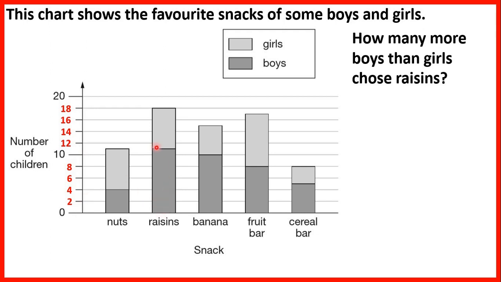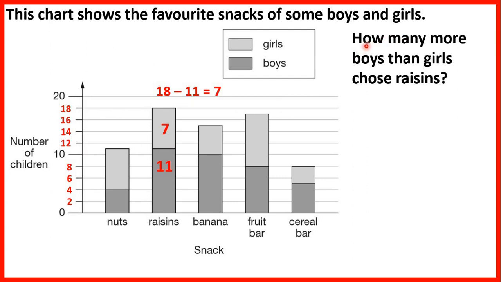So again we can find raisins, go across, and we can see that that's between 10 and 12. So that's 11 boys choosing raisins. Now if we look at the top of the bar and go across, we get to 18. So we need to find the difference. 18 minus 11 is 7, so that means 7 girls chose raisins. The total height of both parts of the bar is 18. We know that 11 are boys, and that must mean 7 are girls.